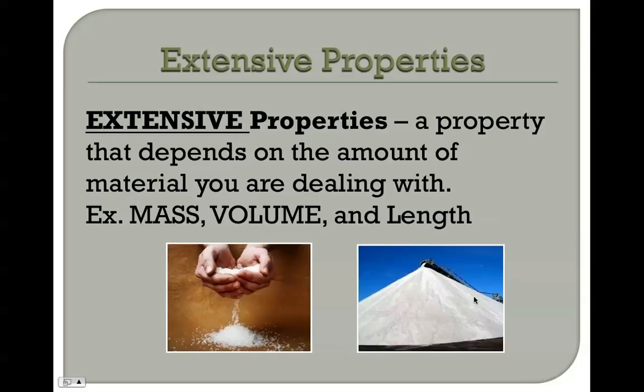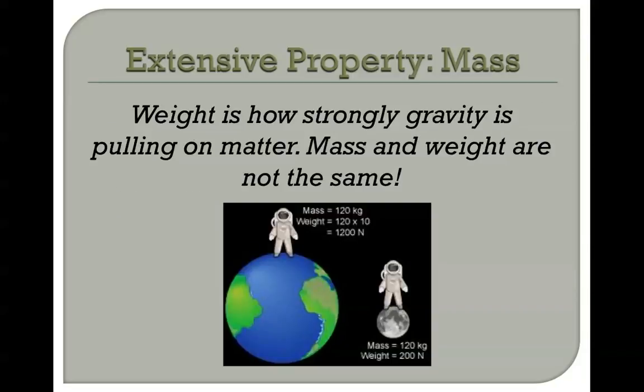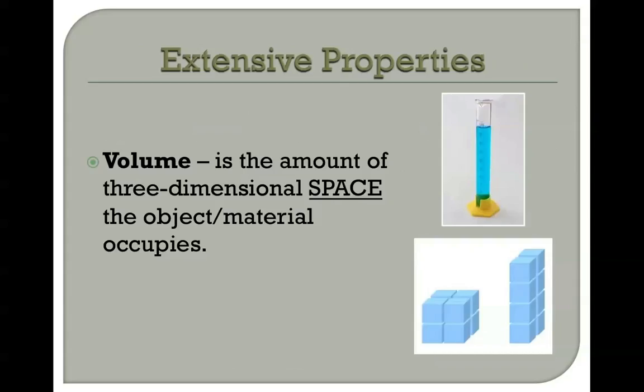So let's go and look at mass and volume just a little bit more. Mass is the amount of matter an object has. This doesn't depend on gravity like weight does. So it's not going to change from one location to another because it's about the amount of matter that it has. So be very careful, try not to interchange weight and mass because they aren't the same. We're going to focus always this year on mass and measuring mass.